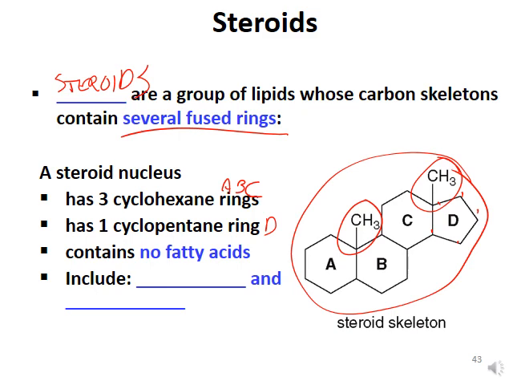And steroids include hormones. Hormones are steroids, and cholesterol is also a steroid. Okay? Good. So it should be obvious whenever you see a steroid. It's that 4-member fused ring thing. And fatty acids is that long chain with the tail. Should be pretty easy to at least identify what is what.